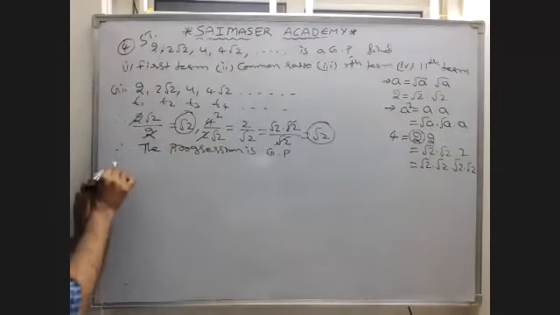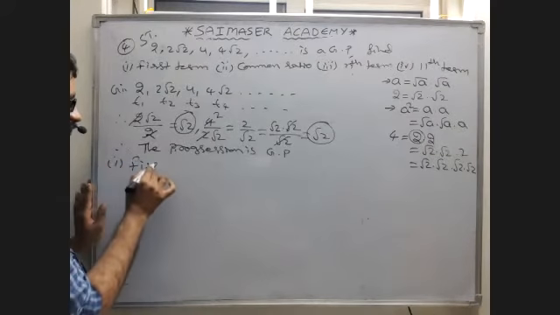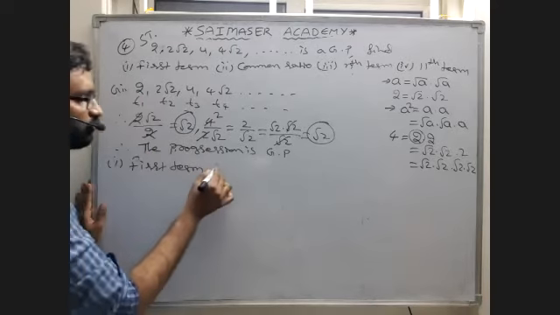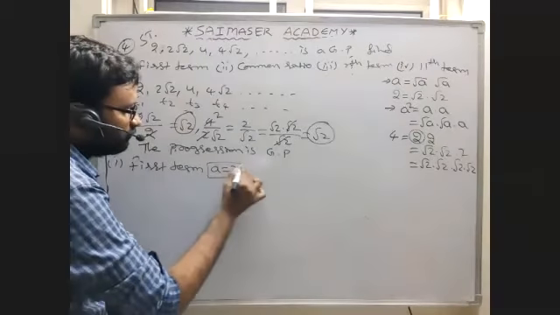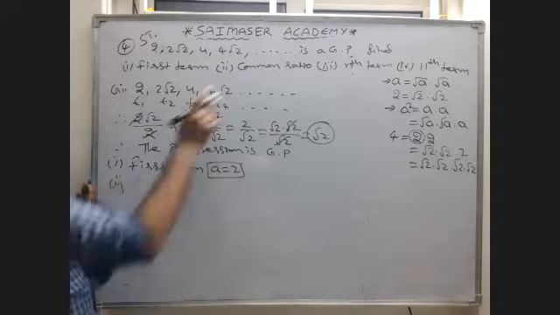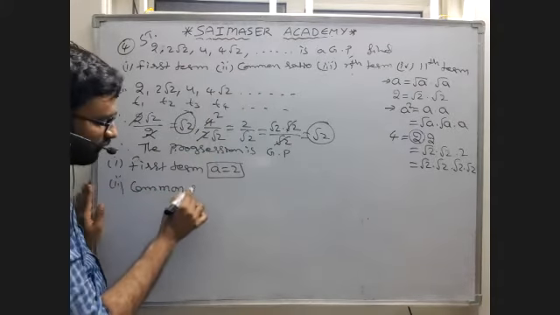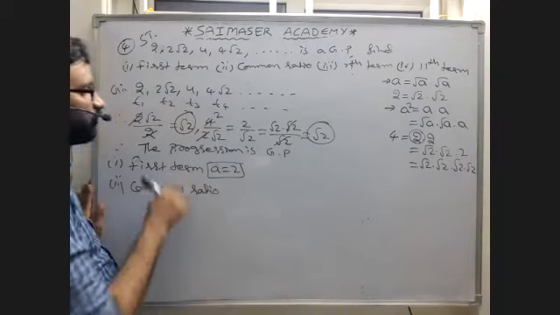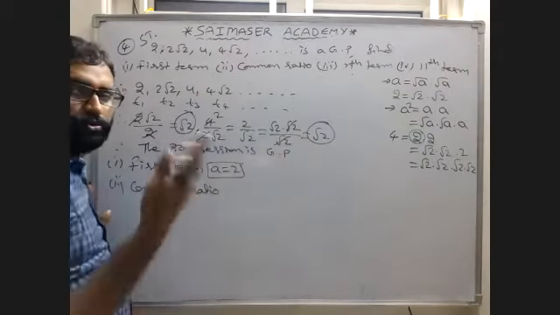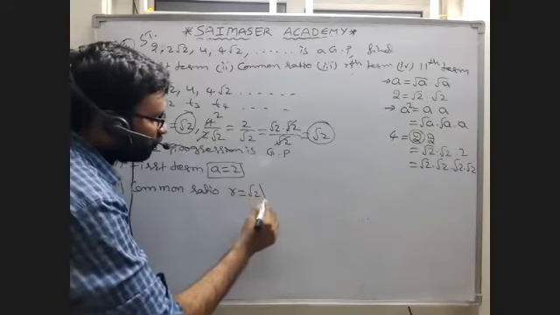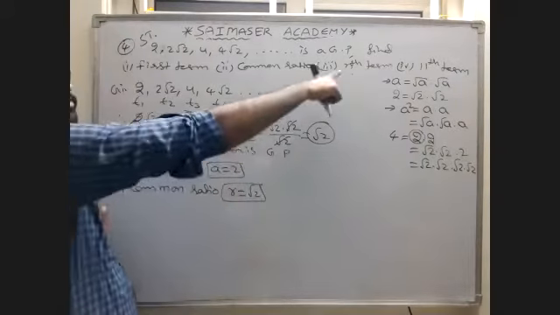Now we have to find what? First term. First bit. What is the first term? 2. A is equal to 2. And second bit, what we have to find? Common ratio. What is common ratio? Root 2, root 2, root 2. That is root 2. That is small r is equal to root 2. And again we have to find what? Nth term.